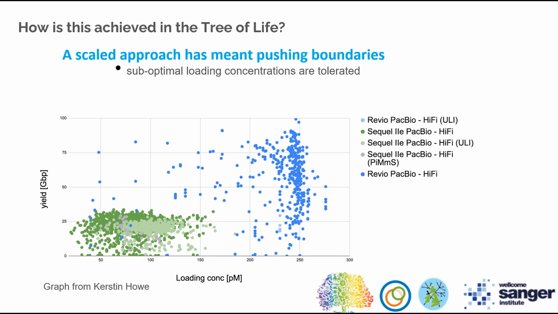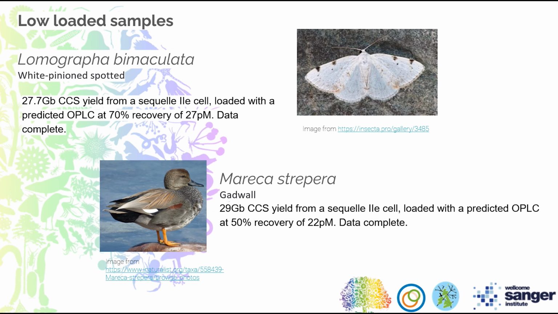So it's not 100% necessary to load up at that 250, although you can see from the plot here that's what we do where possible. So again, why? Well, here are a couple of examples. These are slightly older examples, so I think they were sequenced on the seqWell2 rather than the Revio.